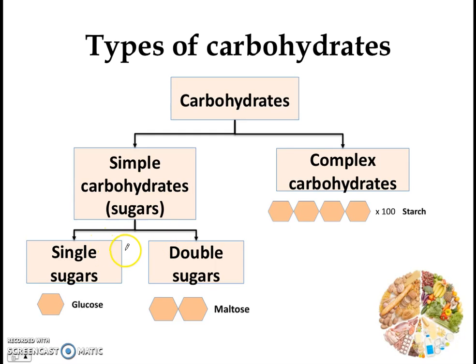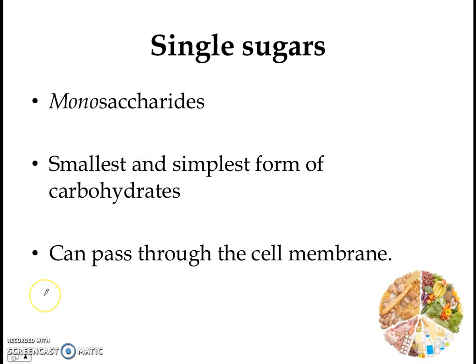And we're going to be starting with single sugars. So what are single sugars? Well, another name for them is monosaccharides, right? Mono means 1, and saccharides means sugars. So one sugar, okay, because it's only made up of one ring, right?